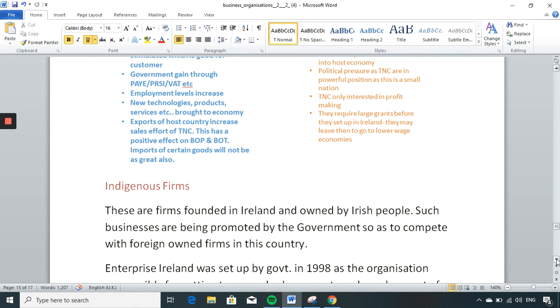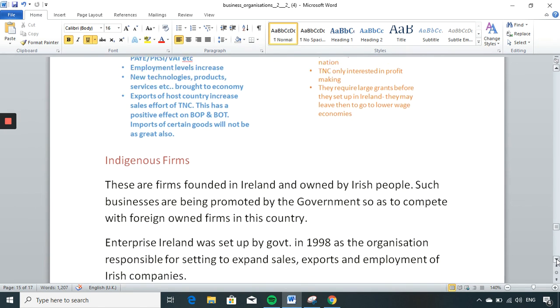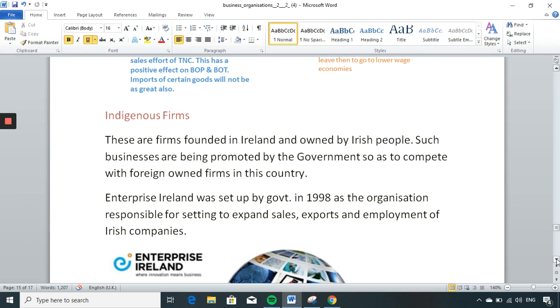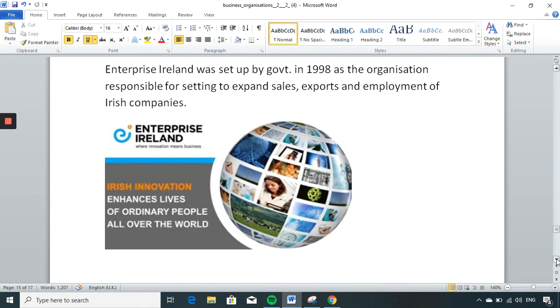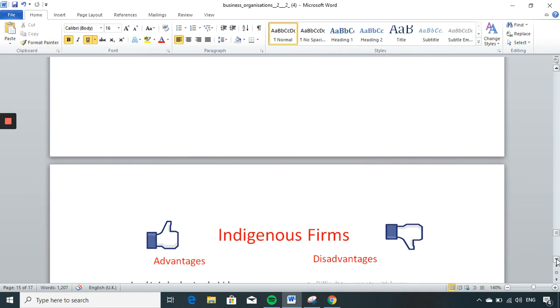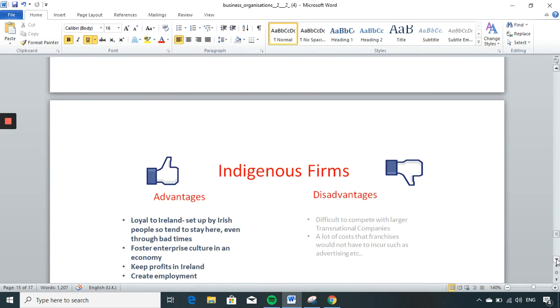And the last one I'm going to look at is indigenous firms, and these are founded by Irish people, run by Irish people. Lily O'Brien's would be a perfect example of that. They avail of support from Enterprise Ireland, for example, who offer grants and advice to these businesses to try and compete with businesses like the multinational ones. Just to kind of finish up on the advantages and disadvantages.